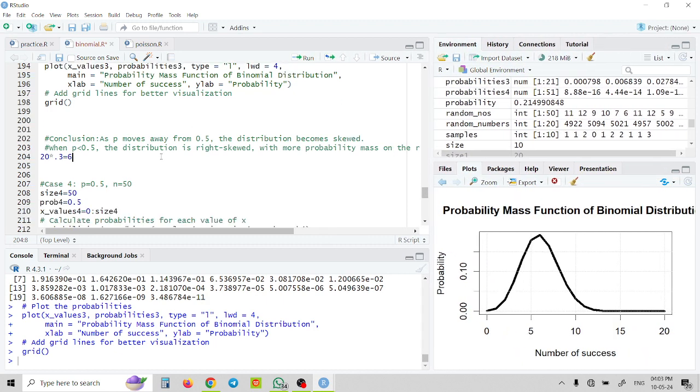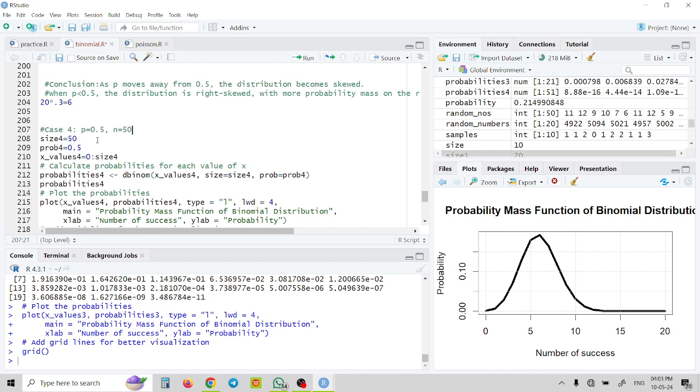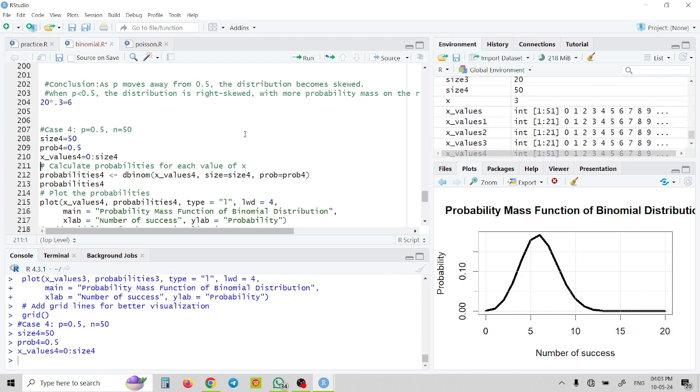Now let us take the fourth case. In this case we are taking the probability 0.5, an equal chance of getting success and failure, and we are now increasing the number of trials. Now let us have a look at how the distribution looks.